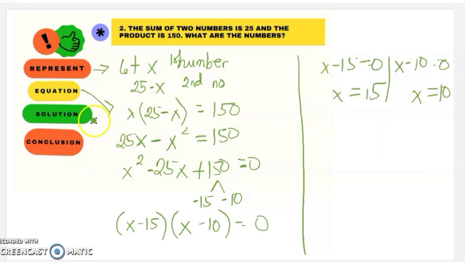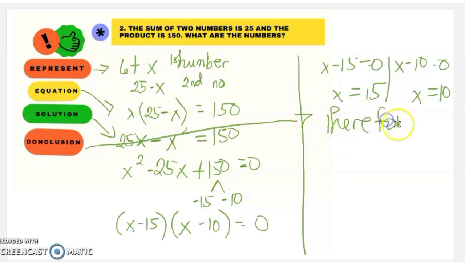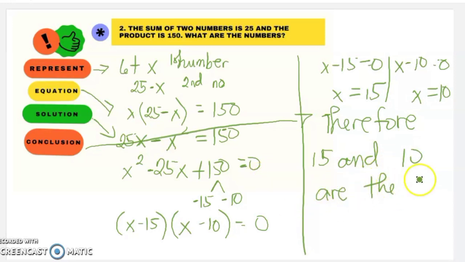So, ito na yung ating solution. So, let's now proceed with our conclusion. So, therefore, 15 and 10 are the two numbers. Okay.